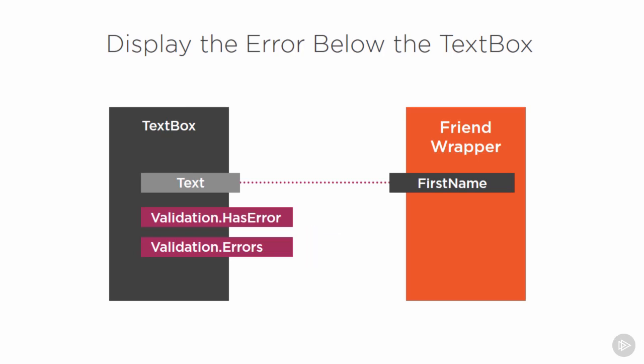In addition to these two properties, there is another attached property that is called validation error template. You can use this attached property to define a template that is used for the text box in case of an error. By default, this error template displays the red border that we have seen already in previous clips. Now let's specify our own error template.